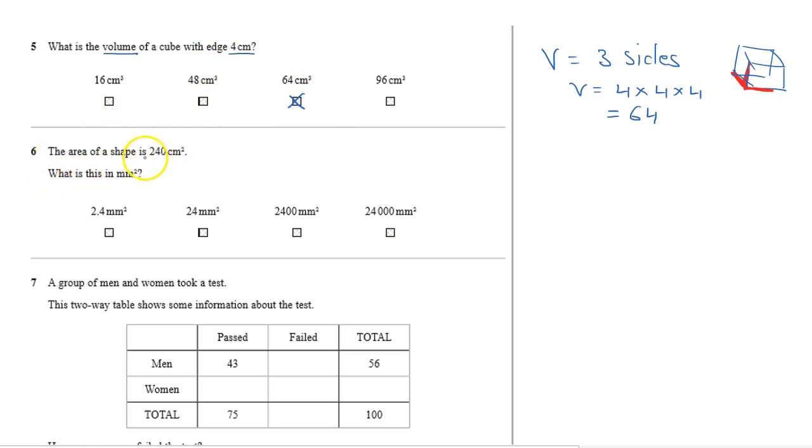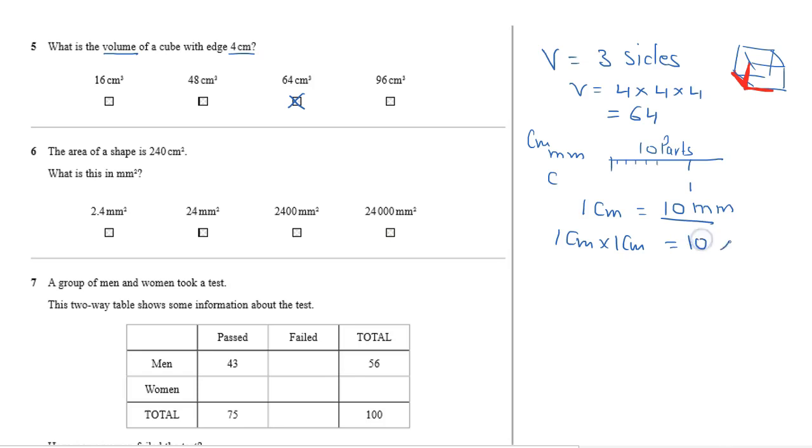Next question. The area of a shape is 240 centimeter squared. What is it in millimeter squared? Have you seen your ruler? On one side it is written millimeter, sometimes centimeter. This is 1 centimeter and it is divided into 10 parts. So 1 centimeter is equal to 10 millimeter. Now it's 240 centimeter squared, so it means we have multiplied this. Centimeter squared means 1 centimeter multiplied by 1 centimeter. So we have to multiply 10 by 10, so you have to multiply it by 100.